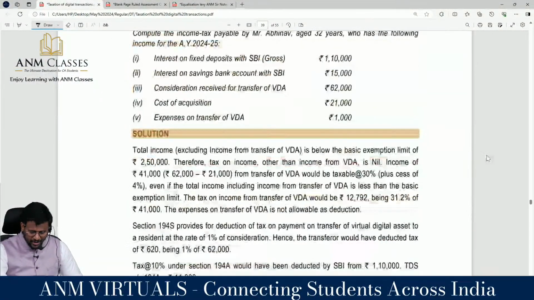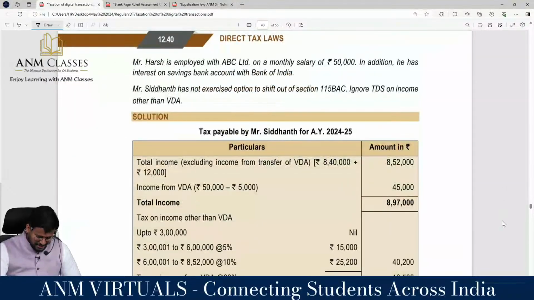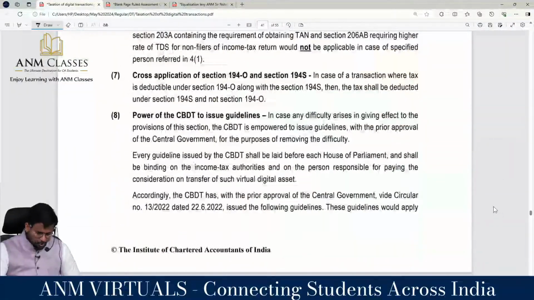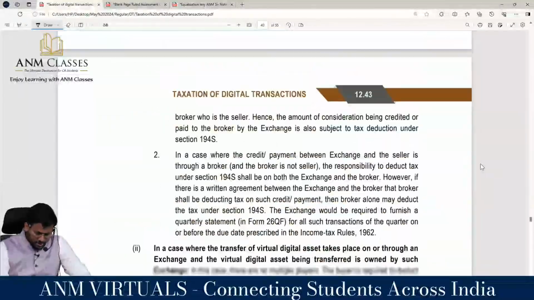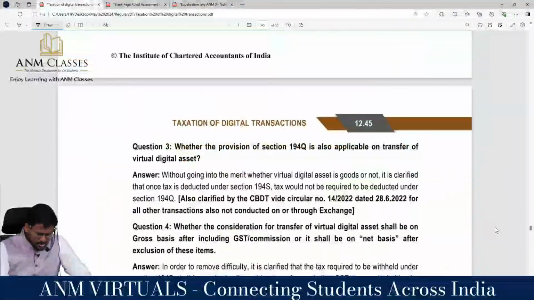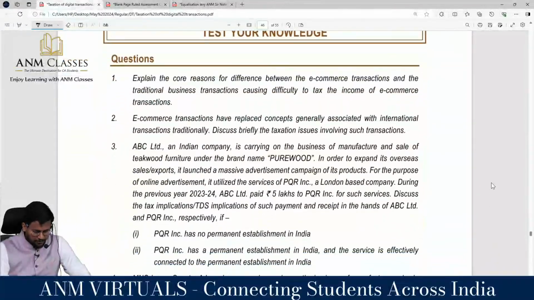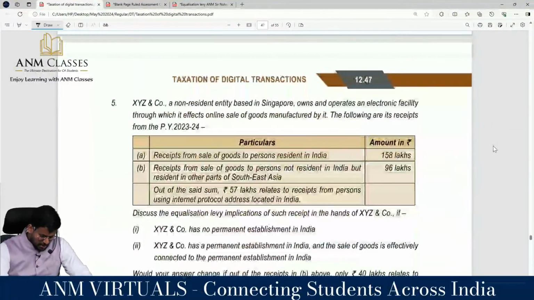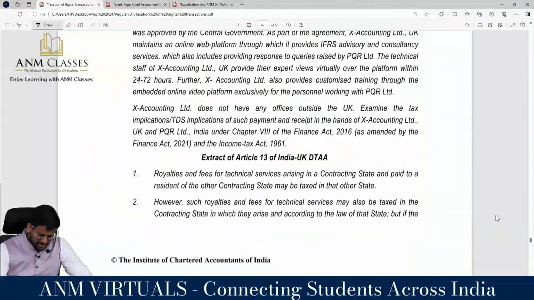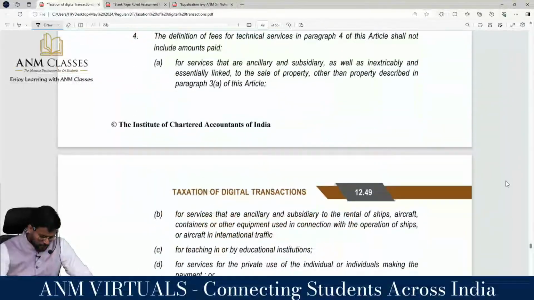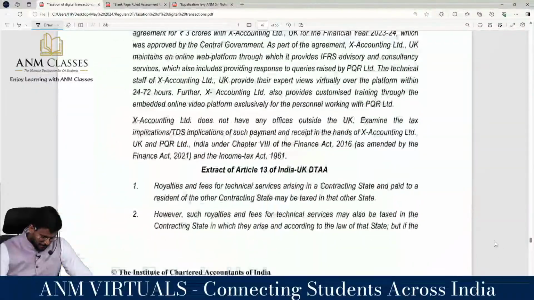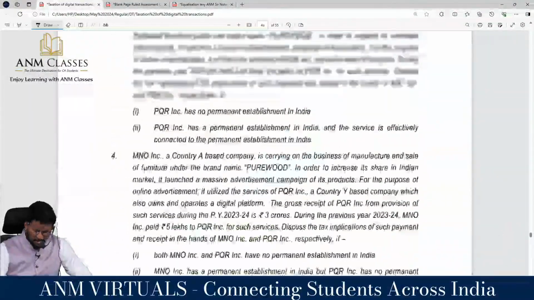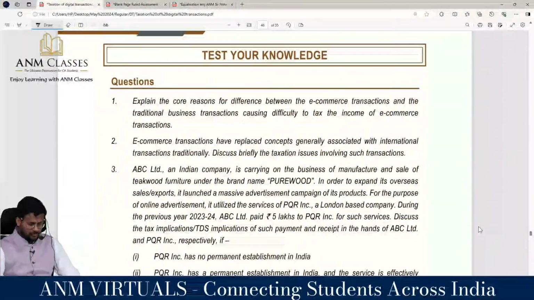We are having VDA, which is virtual digital assets. We have talked something about VDA, but here ICAI has given questions relating to VDA that I'll be doing. I'll just go through the book-back questions they have given. We have around six questions. We'll read the questions.